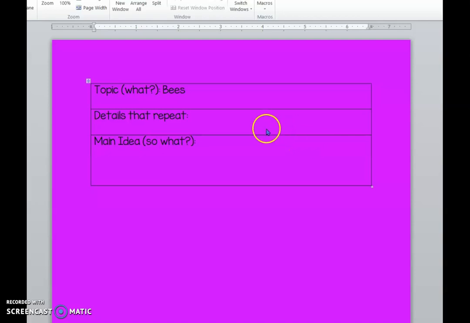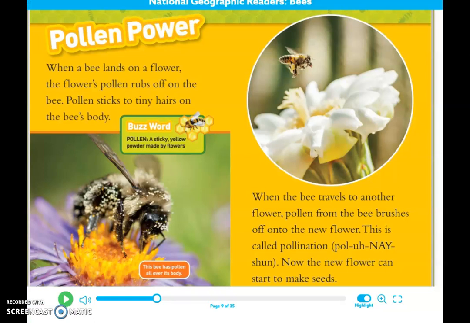You can complete this activity for the section of the text that I read out loud on the video, or feel free to go on Epic and find a different section of the text that's interesting to you. This section of the text is called Pollen Power. Remember to notice details that repeat. You could use the title of this section or the heading to help you get an idea of what the main idea could be.